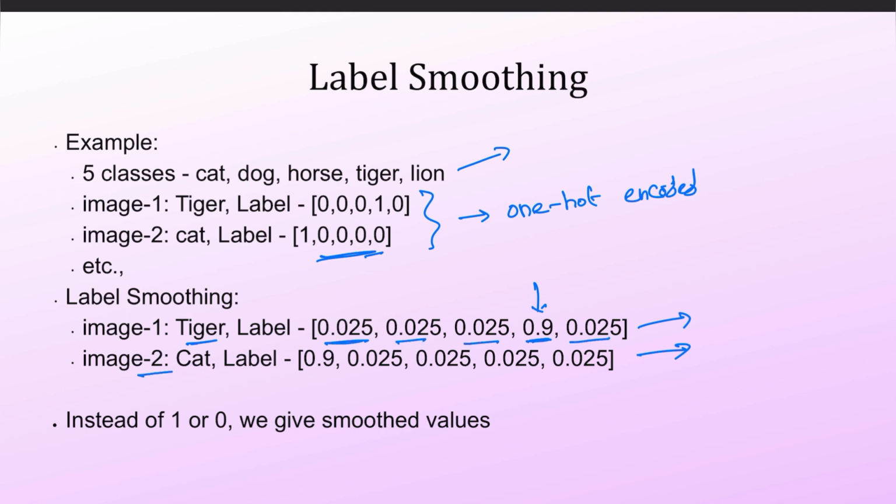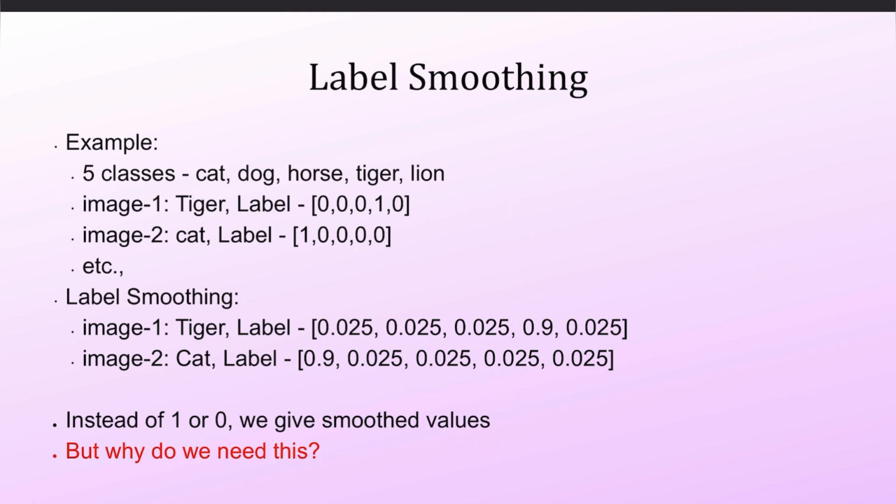Similarly, for the second image, the category is cat, so the first position will be 0.9. The remaining will be combined together as 0.1. It can be 0.8 and 0.2 as well, so you can decide how much smoothing you want to do. Instead of giving 1 or 0, we give the smoothed values.